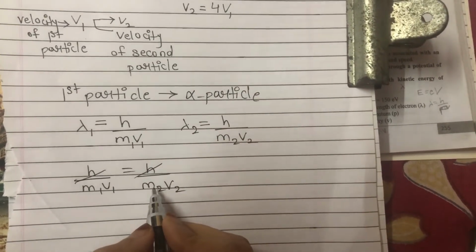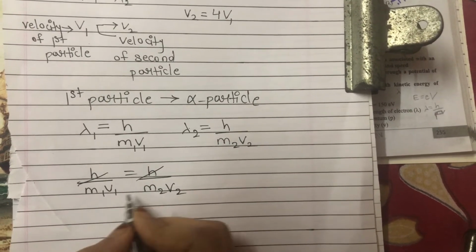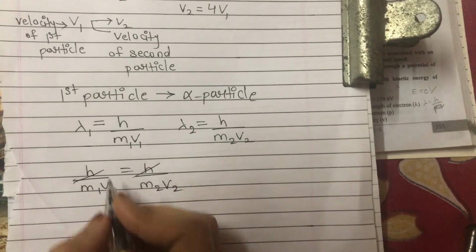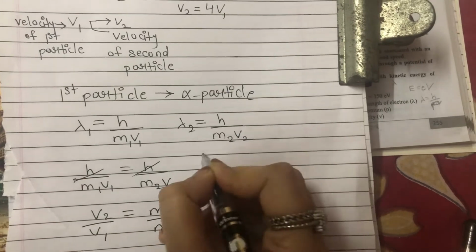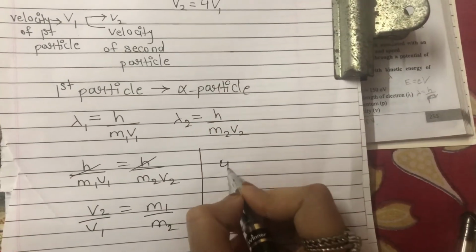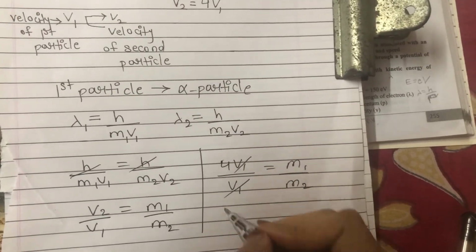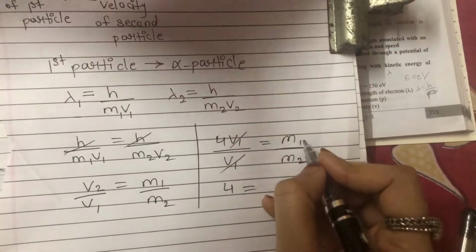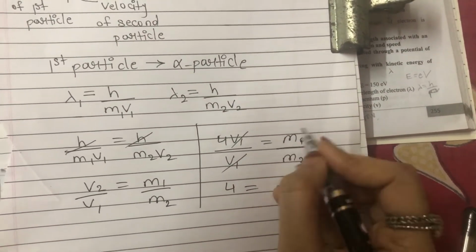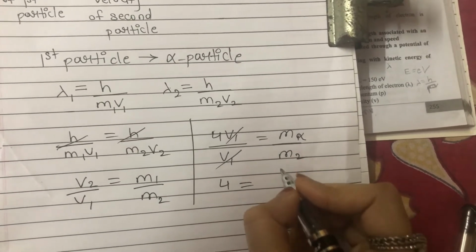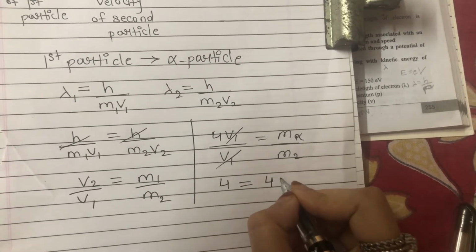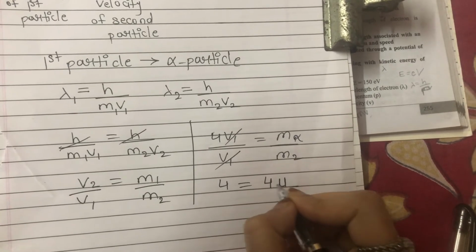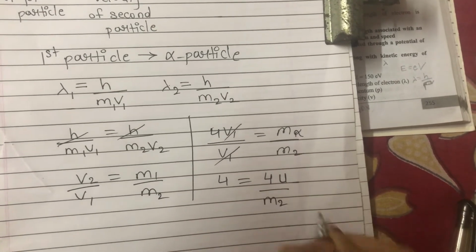Now, let's take this v2 over here. v2 upon v1 is equal to m1 upon m2. What is v2? v2 is 4 of v1. So 4 v1 upon v1 is equal to m1 upon m2. So v1 gets cancelled, and now we have just 4 over here. Now our first particle is an alpha particle, right? So what is the mass of an alpha particle? The mass of an alpha particle is 4 unified atomic mass unit, meaning universally accepted. So I'll just write 4u upon m2.